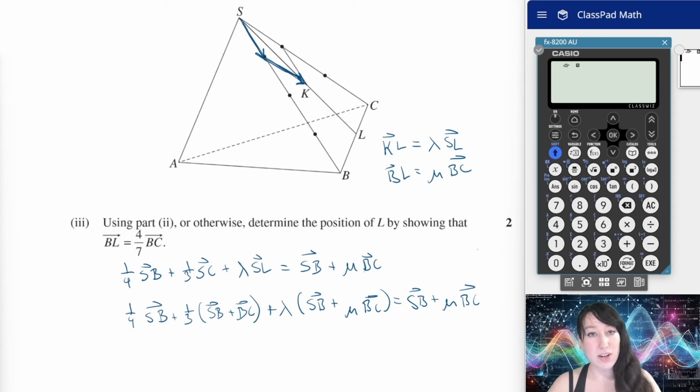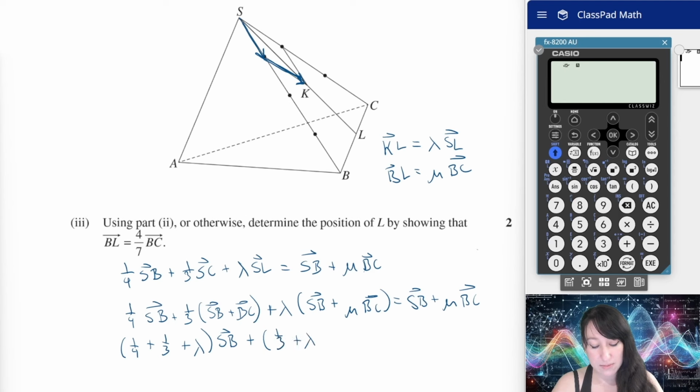So let's collect like terms on each side. On the left-hand side, SB has coefficient 1/4 plus 1/3 plus lambda, and BC has coefficient 1/3 plus lambda mu. And again, by part 2, we would know that 1/4 plus 1/3 plus lambda would have to equal 1, and 1/3 plus lambda mu would have to equal mu.